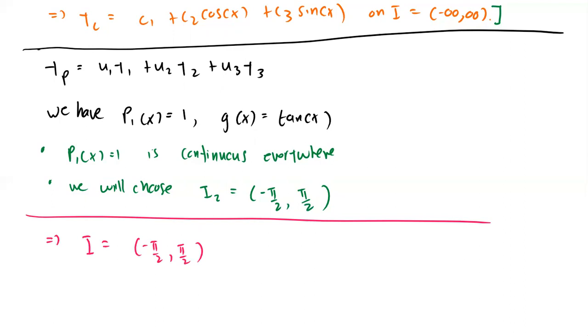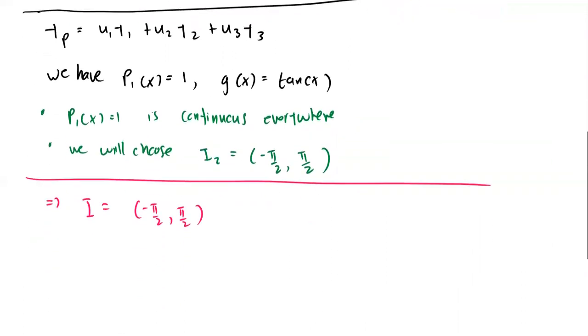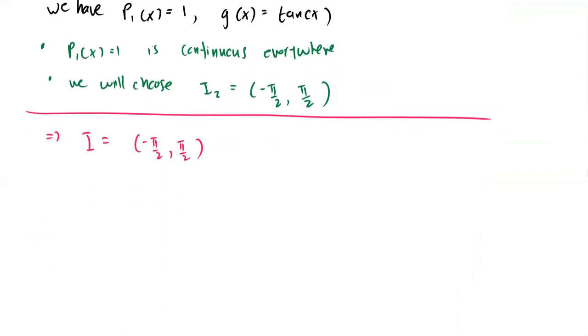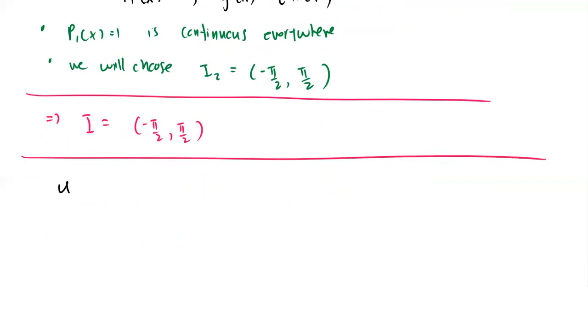Now on this interval, all the coefficient functions are continuous. G of x is continuous, and it's an interval in which we have a complementary solution, because all real numbers work for the complementary solution. Now what we're going to do is find each of the u sub i primes. So what's the formula? Let's say we want to find u1 prime.